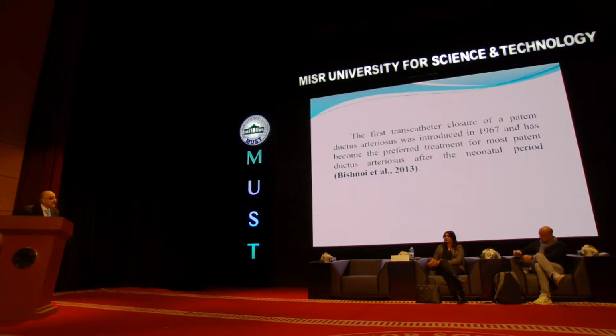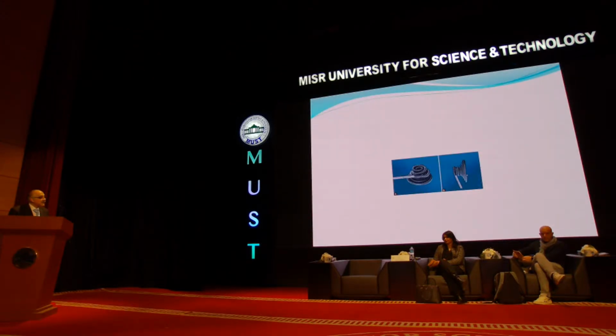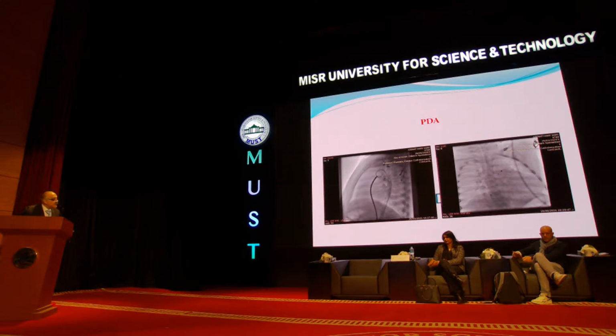The first transcatheter closure of the patent ductus arteriosus was done in 1967. Now this is a PDA device. This is what we use in the cath lab. Now this is the PDA procedure, my case. If you see the cath, we inject the aorta and then we introduce the catheter with the device to close the PDA. Now we close it well. And here, this is the apparatus after successful deployment.